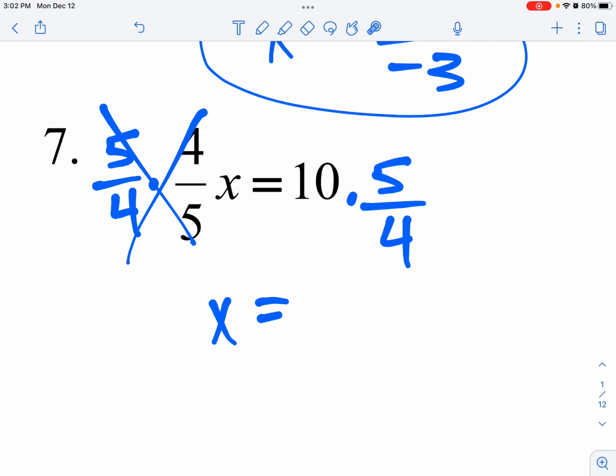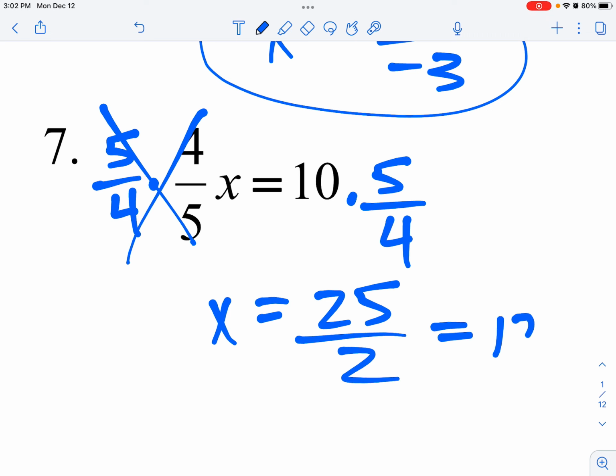And on the other side, what you have to do is you can use your calculator. Just do 10 times 5 divided by 4. What that gives you is, let me think for a second, 50 over 4, which is 25 over 2, which is the same thing as 12 and a half. You can write it like that too if you want to.